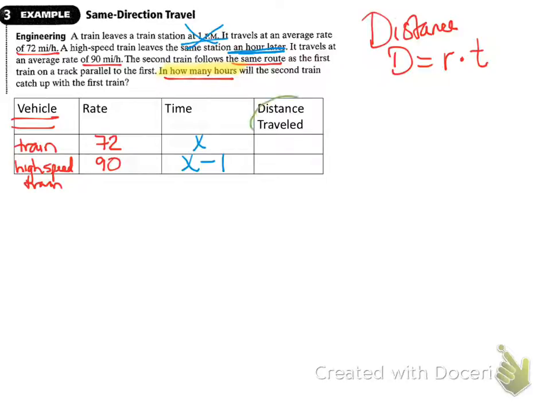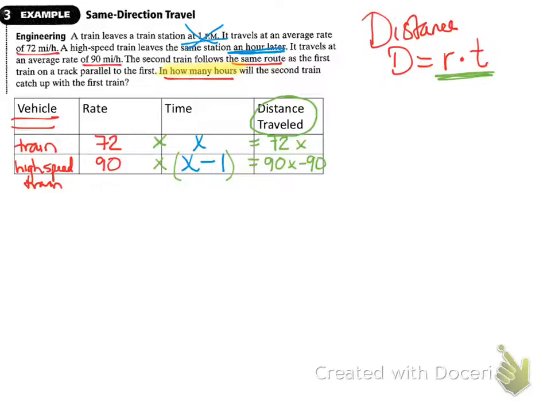All right, so again, same thing as the last problem we did with the money. To find the distance traveled, we're going to multiply rate times time. So 72 times x is 72x. And 90 times x minus 1 is 90x minus 90. I went ahead and did the distributing there because it was really easy distributing.